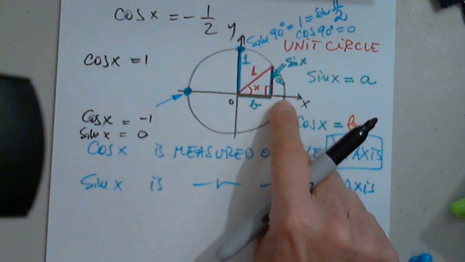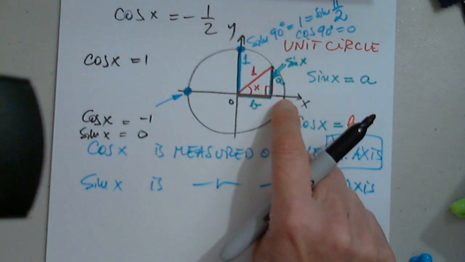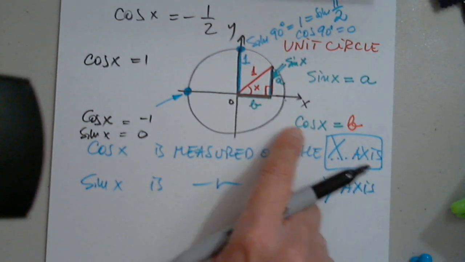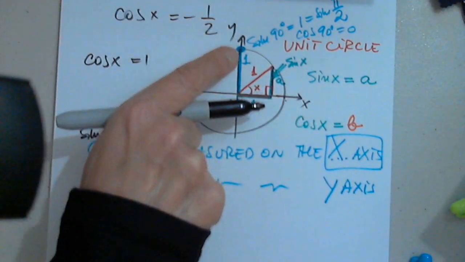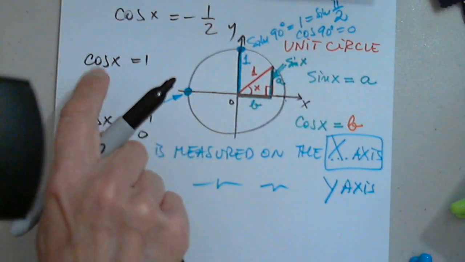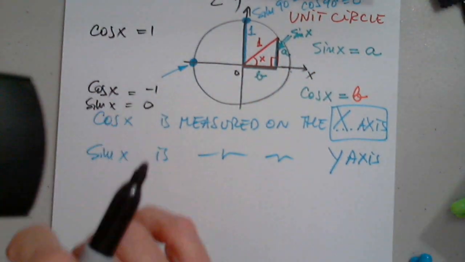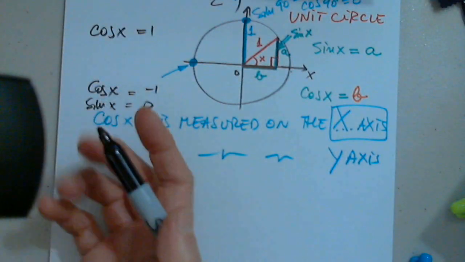Here I have 0 for sine, 1 for cosine. Here I have -1 for sine and 0 for cosine. Because cosine is measured on the x-axis and sine is measured on the y-axis. Okay, so I'm back to cosine equals 1. Let's solve that. That's why we had all this discussion.